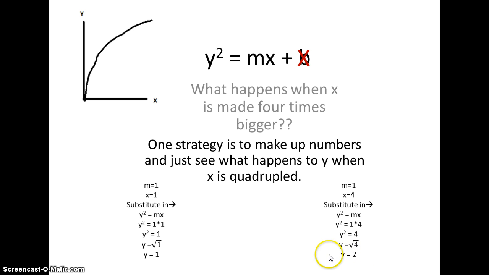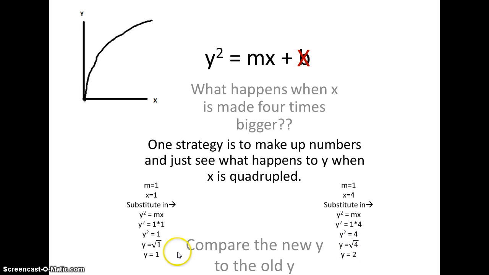And that's not enough until I compare back to the original. So my final step is to compare the new y over here to the old y over here, and that's when I notice that y is twice as big. So with this starting equation, making x 4 times bigger makes y twice as big, which might make sense because when y is twice as big, y squared is going to be 4 times the original. And so the x isn't directly proportional to y, it's directly proportional to y squared.